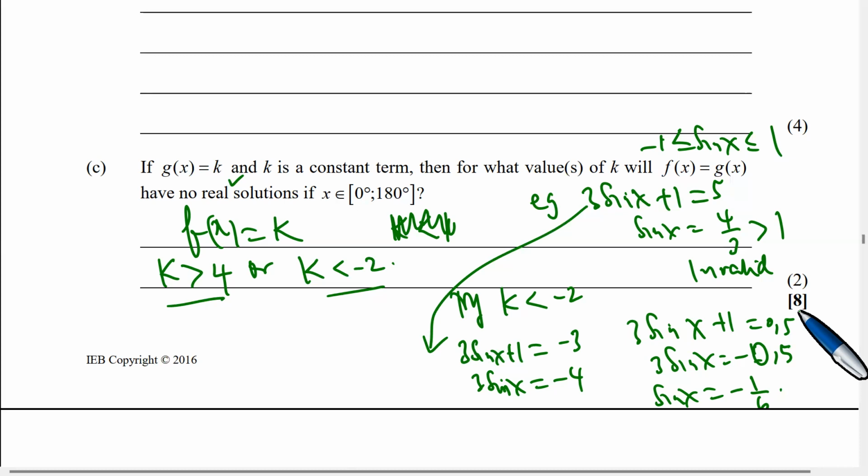Okay, so we continue. Continuing now, we have more things. What more things do we have?